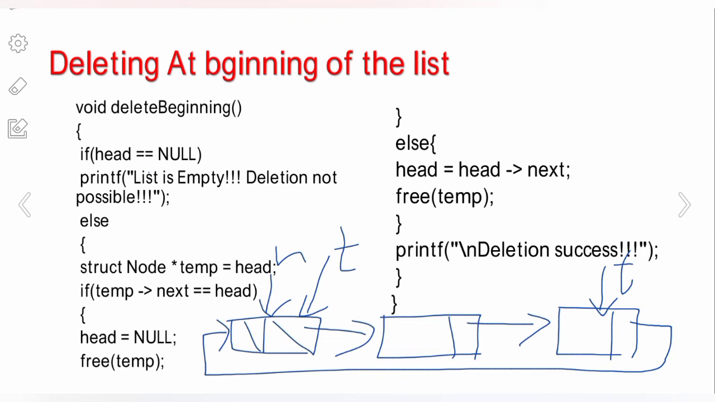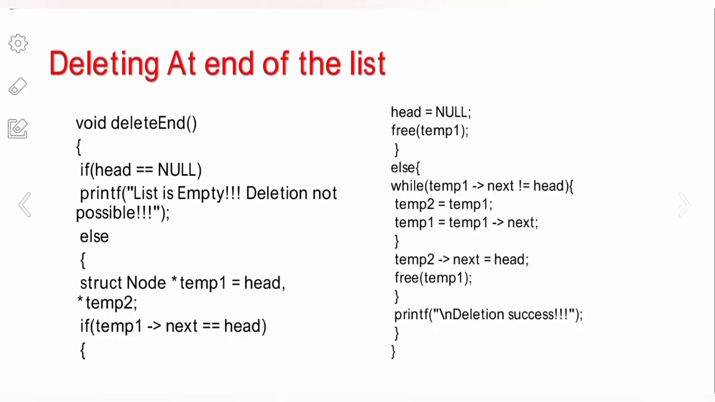That means we are removing the link to the first node in the linked list. After deleting this node, the deletion is successful. So next one is deleting at the end of the linked list.